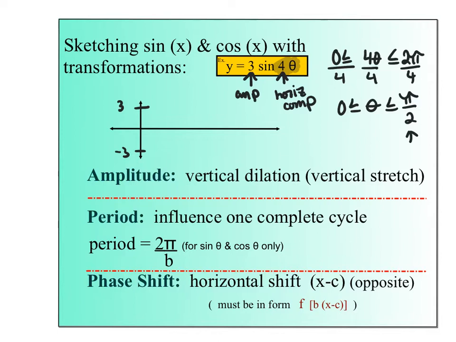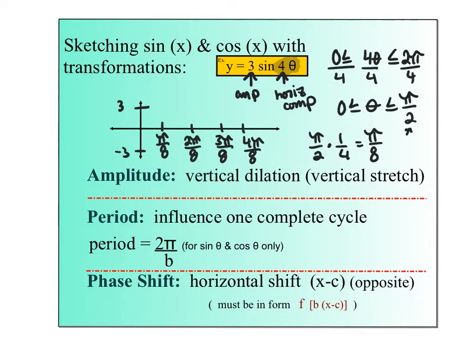Okay, that's step 1. Step 2, I need to figure out how to put my 4 markings. And the easiest way is to take your new period, which is pi over 2, and multiply it by a quarter. And then you'll know how to mark off your horizontal axis. So I'm going to go pi over 8, 2 pi over 8, which is pi over 4, but I'm okay if you don't reduce, 3 pi over 8, and 4 pi over 8, which is pi over 2. Okay, so sine starts at 0, 0, and then I just mark the sine function.